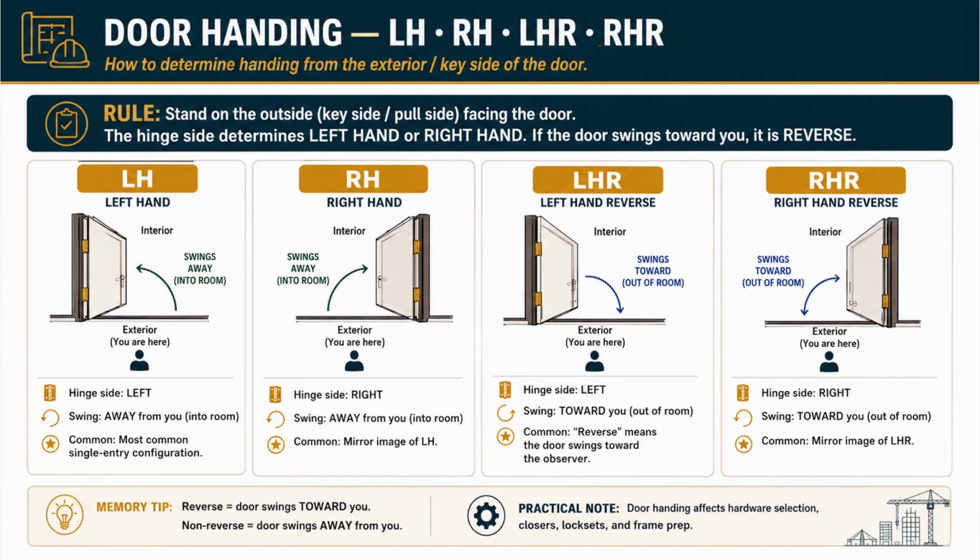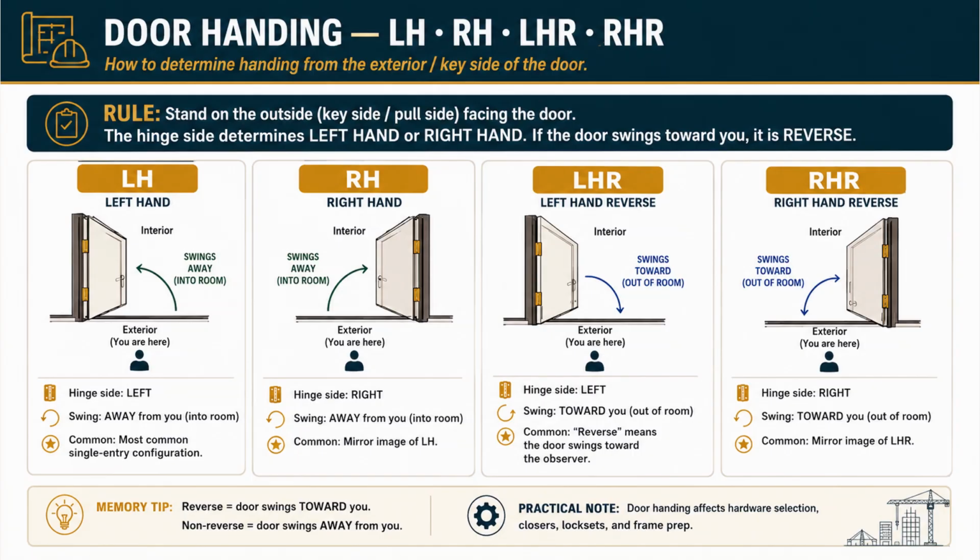Left hand reverse, LHR. Standing outside, the hinges are on the left, but now the door swings toward you, out of the room toward where you're standing. Reverse means the door swings toward the observer. So left hinges plus a toward-you swing equals left hand reverse. And right hand reverse, RHR: hinges on the right, door swings toward you. The mirror image of LHR.